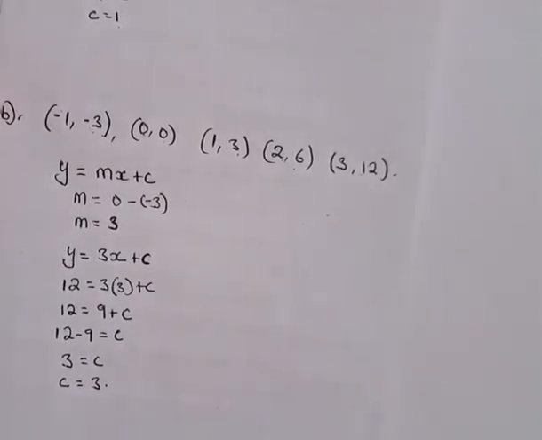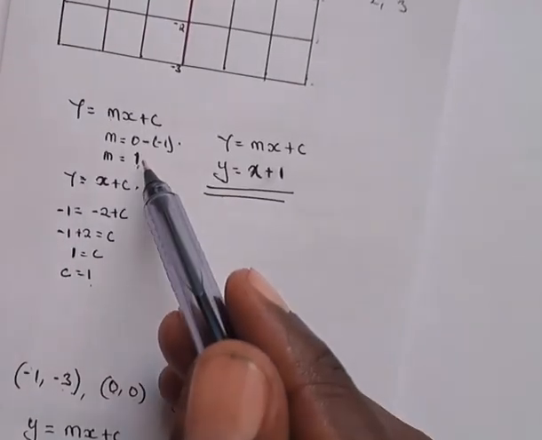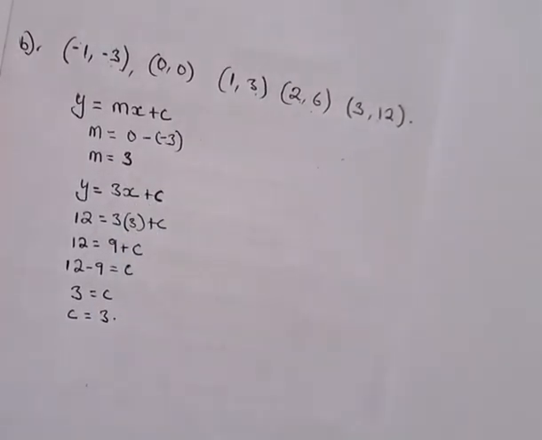However, it's not implying that everything will be like that. In the first one we solved, we found that m was 1 and c was 1, and even here m is 3 and c is 3. It doesn't mean that that's how it's going to be always. No, it is just a coincidence when solving these questions.